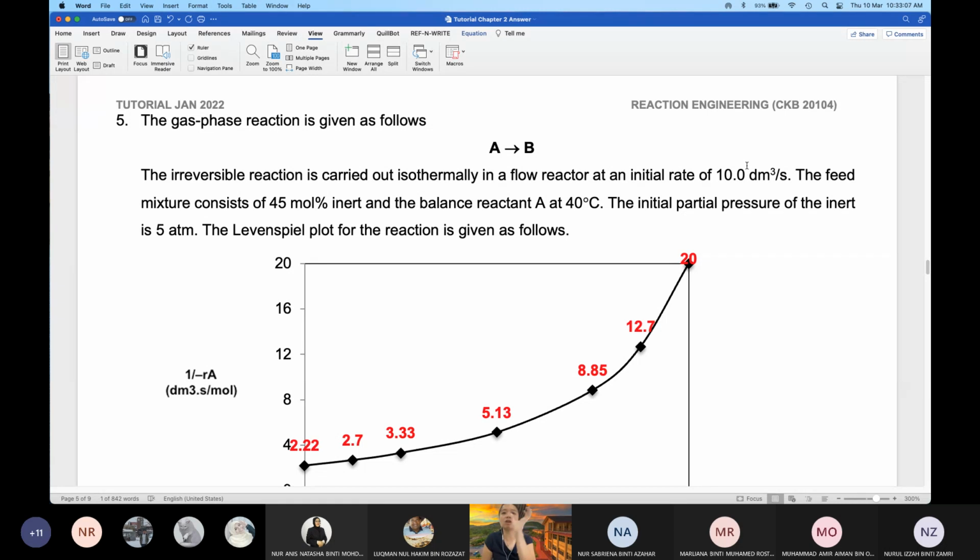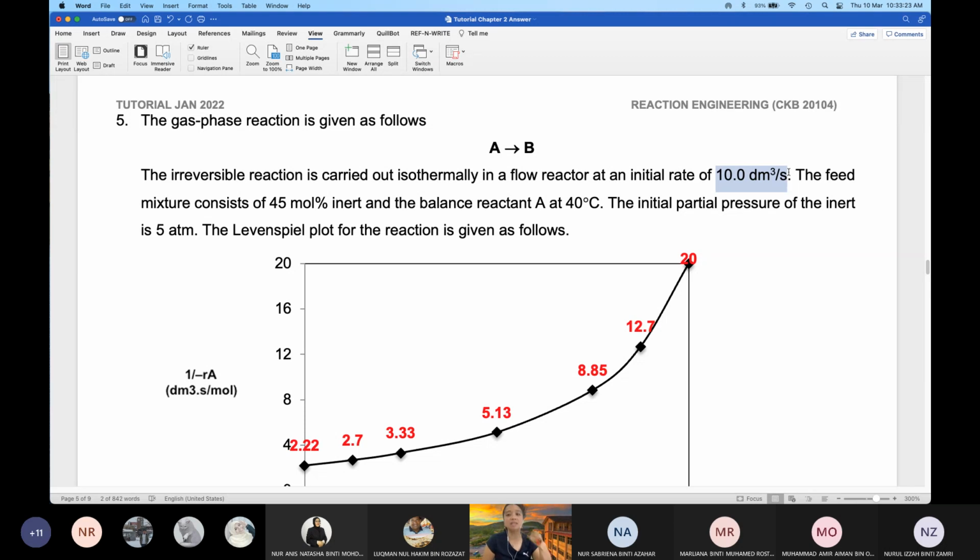Means kalau saya tahu CA0, saya tahu V0. By right, saya boleh cari FA0. So that's your first indicator. Okay. Second, kamu tahu pula V0 dah diberi. We already know V0. Okay, means if I know CA0, by right, I can already get my FA0.